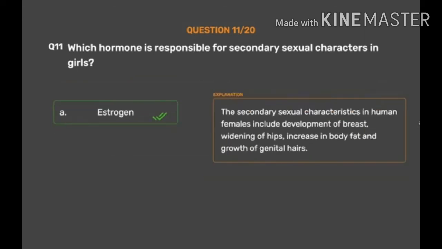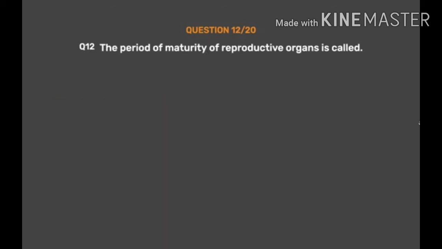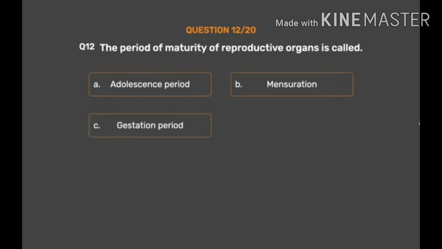The secondary sexual characteristics in human females include development of breast, widening of hips, increase in body fat and growth of genital hairs. Question number 12. The period of maturity of reproductive organs is called option A, adolescence period. Option B, menstruation. Option C, gestation period. Option D, none of these.